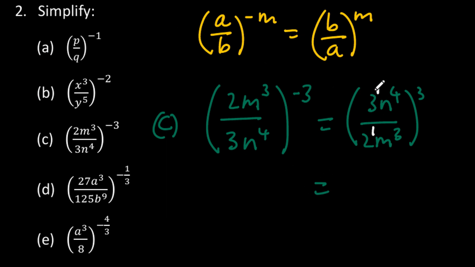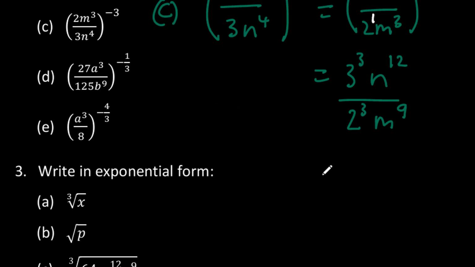so it's going to be 3 to the 1 to the power 3, so 1 times 3, so 3 cubed, n to the power 4 times 3, 2 to the power 1 times 3, so 2 cubed, and m to the power 3, and we multiply the 3's by each other, so it's going to be m to the 9. We can simplify this further. Of course, 3 cubed is 27, and 2 cubed is 8.